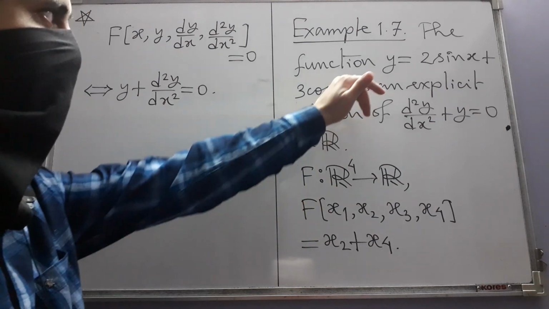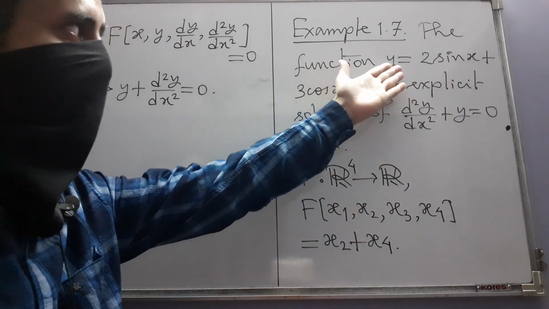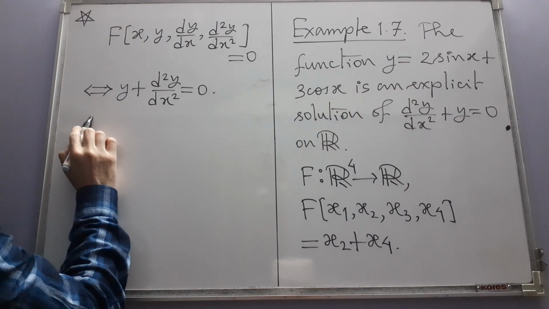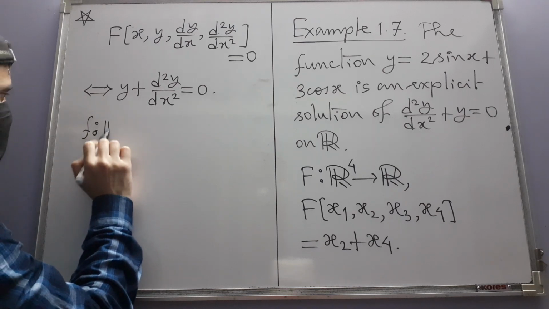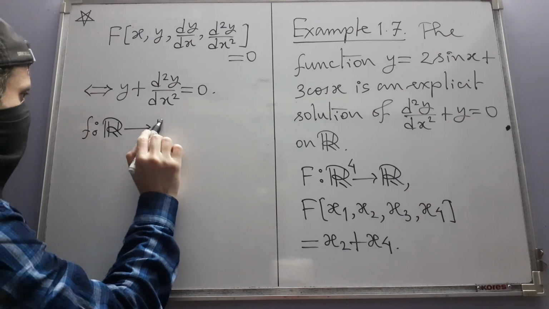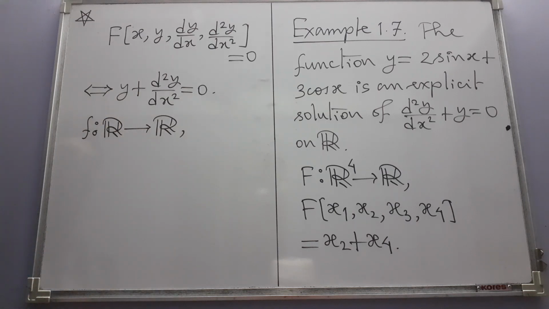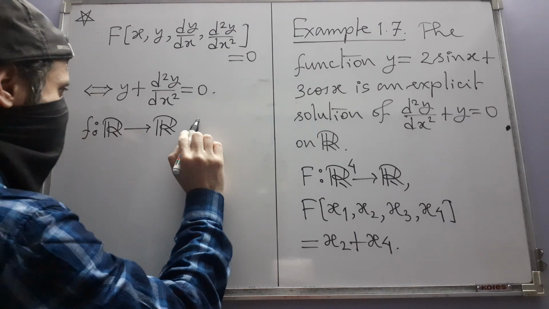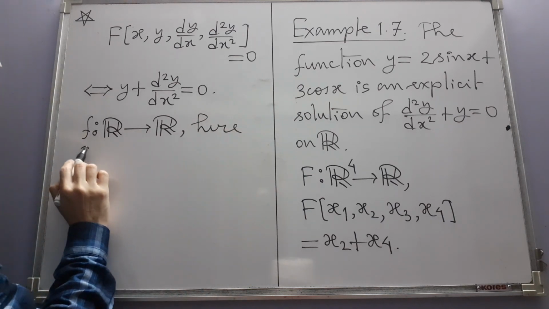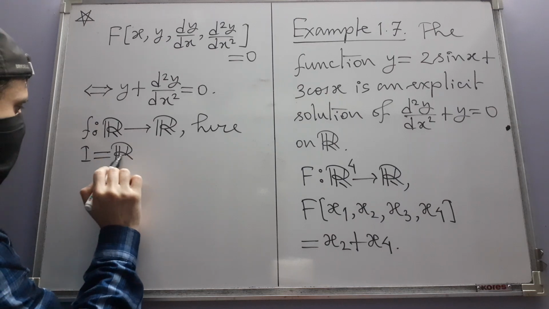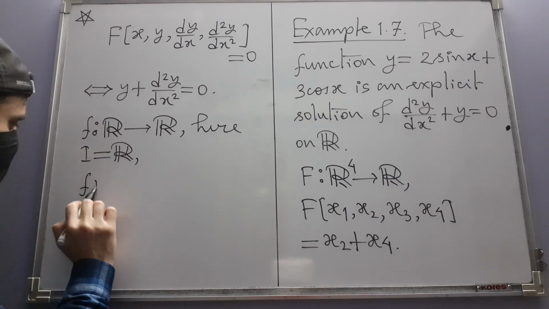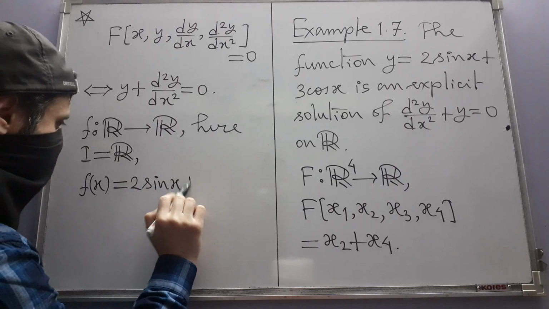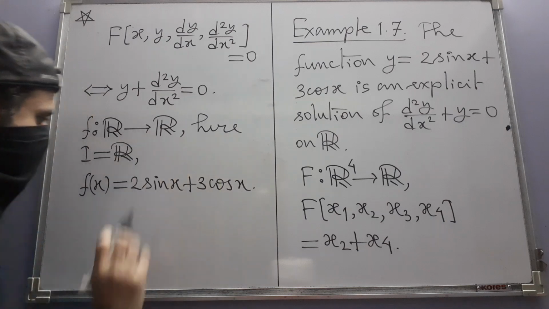The function is not given as f of something, but it's given in this notation that y is the dependent variable. But of course, our function more formally looks like this. That means the interval I for our function is R. Here I is equal to R. And what is the definition of the function? f of x is 2 sin x plus 3 cos x.